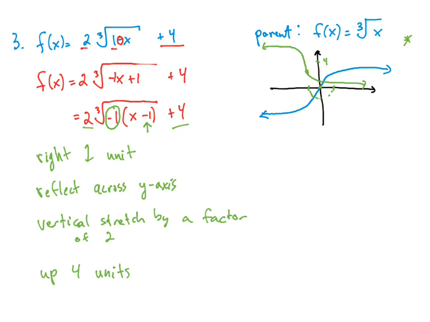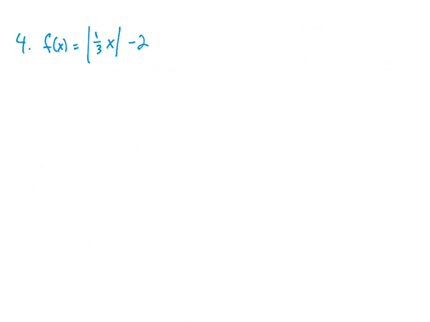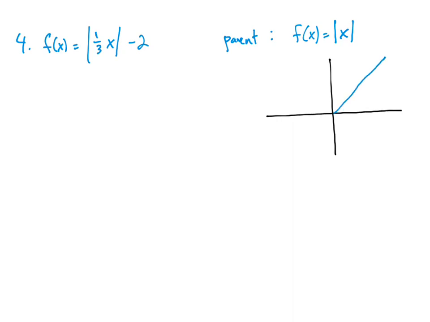For the fourth one, we have f of x equals absolute value of 1/3 x minus 2. So the parent function is the absolute value function, which that graph looks like this. Okay, so the transformations, we have a 1/3 and we have a negative 2. So again, start inside the function and work your way out.